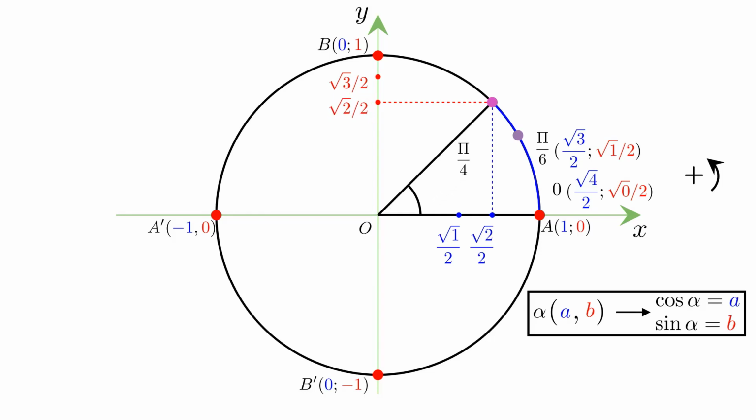Therefore, with a rotation angle of pi over 4, the cosine value of pi over 4 is the square root of 2 divided by 2. The sine value of pi over 4 is the square root of 2 divided by 2.